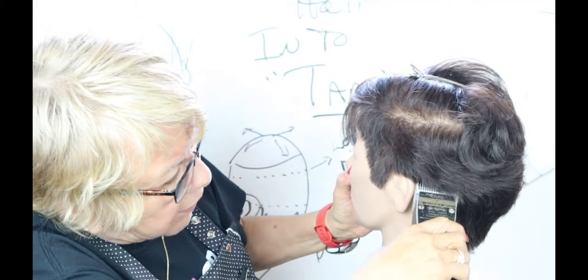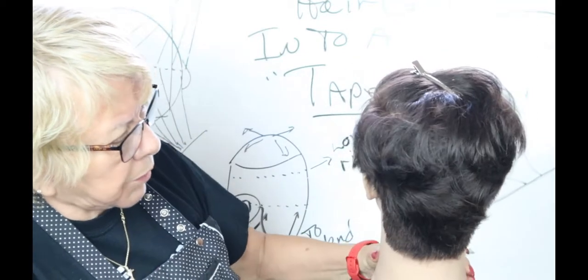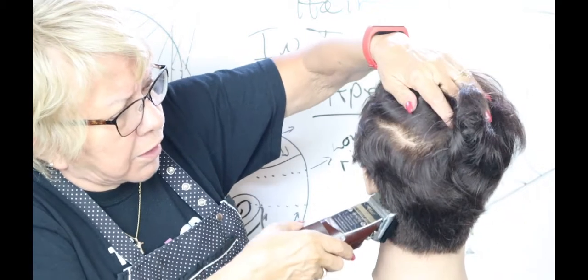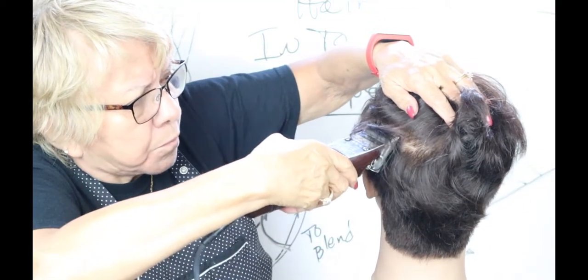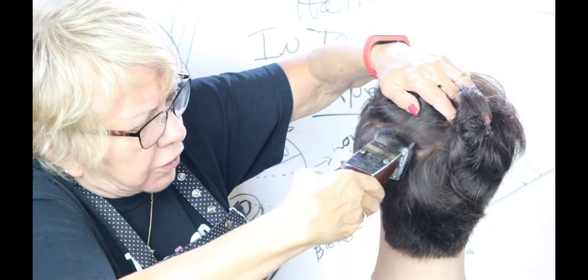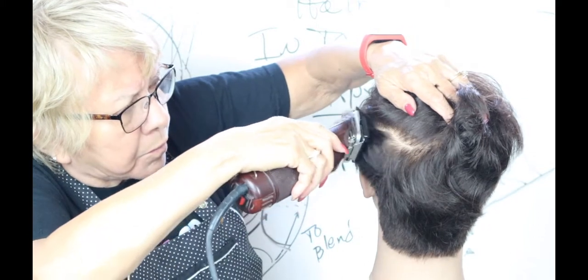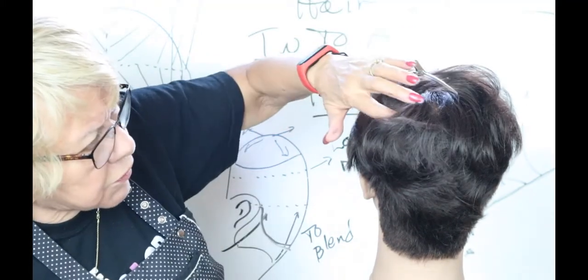So I'm fading it up. Turn it around a bit for you to see. I want this hair up at the parietal line. Taking that off. Okay, I almost need to use a comb for that, so I'm going to clip this up.